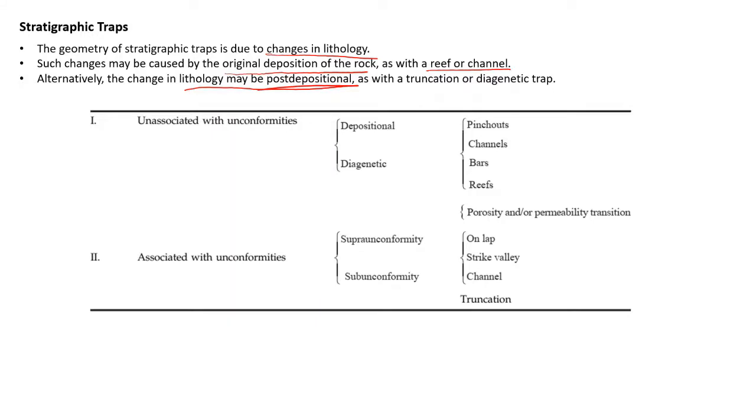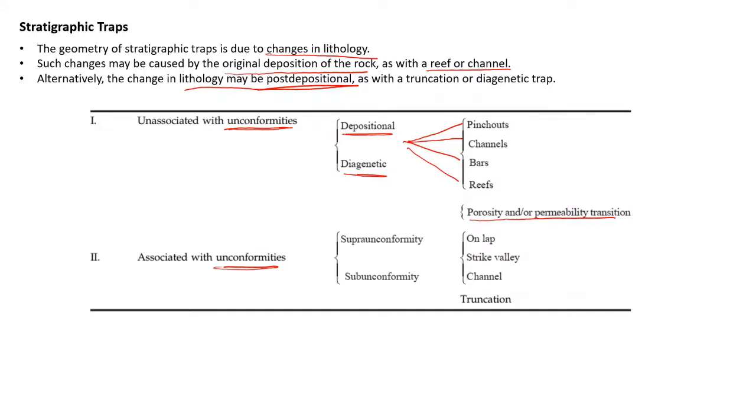Now, these stratigraphic traps are largely classified into two: one which is associated with unconformity, the other which is not associated with unconformity. The ones which are not associated with unconformity are depositional or diagenetic in origin, and the examples are pinch outs, channels, bars, and reef. And then there are also the traps which are due to porosity and permeability changes.